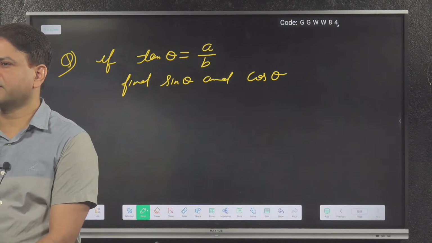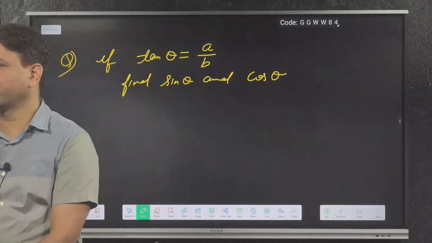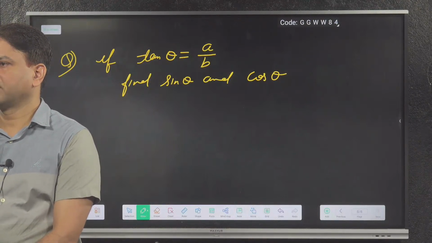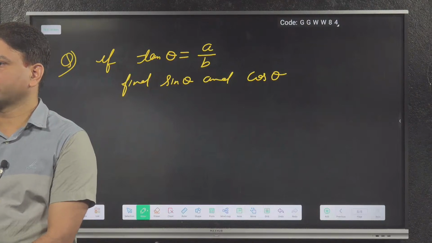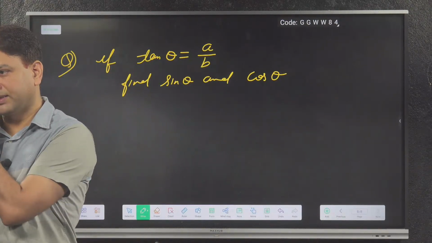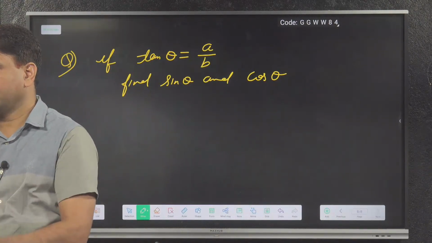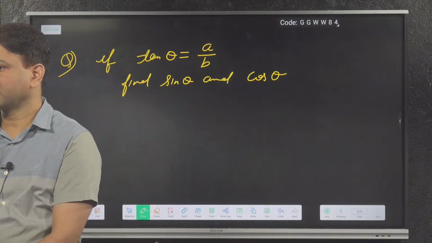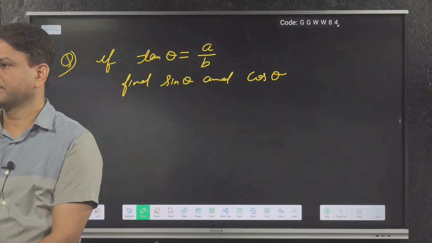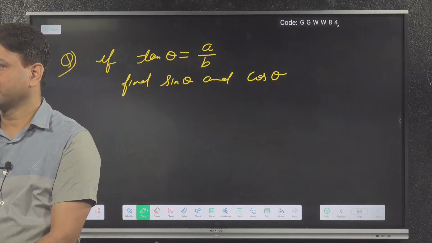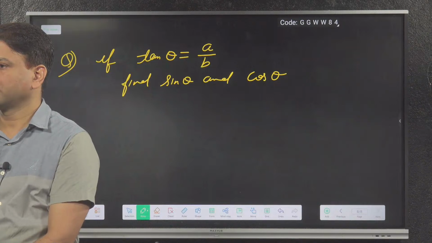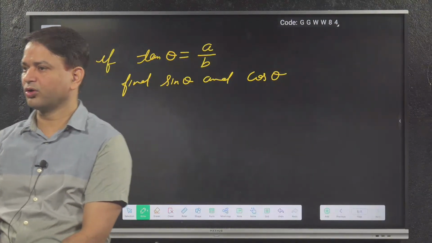If sine theta is equal to a by b, then find the value of cos theta. A by under root of a square plus b square. Sine theta and... Sine theta is a by under root of a square plus b square.